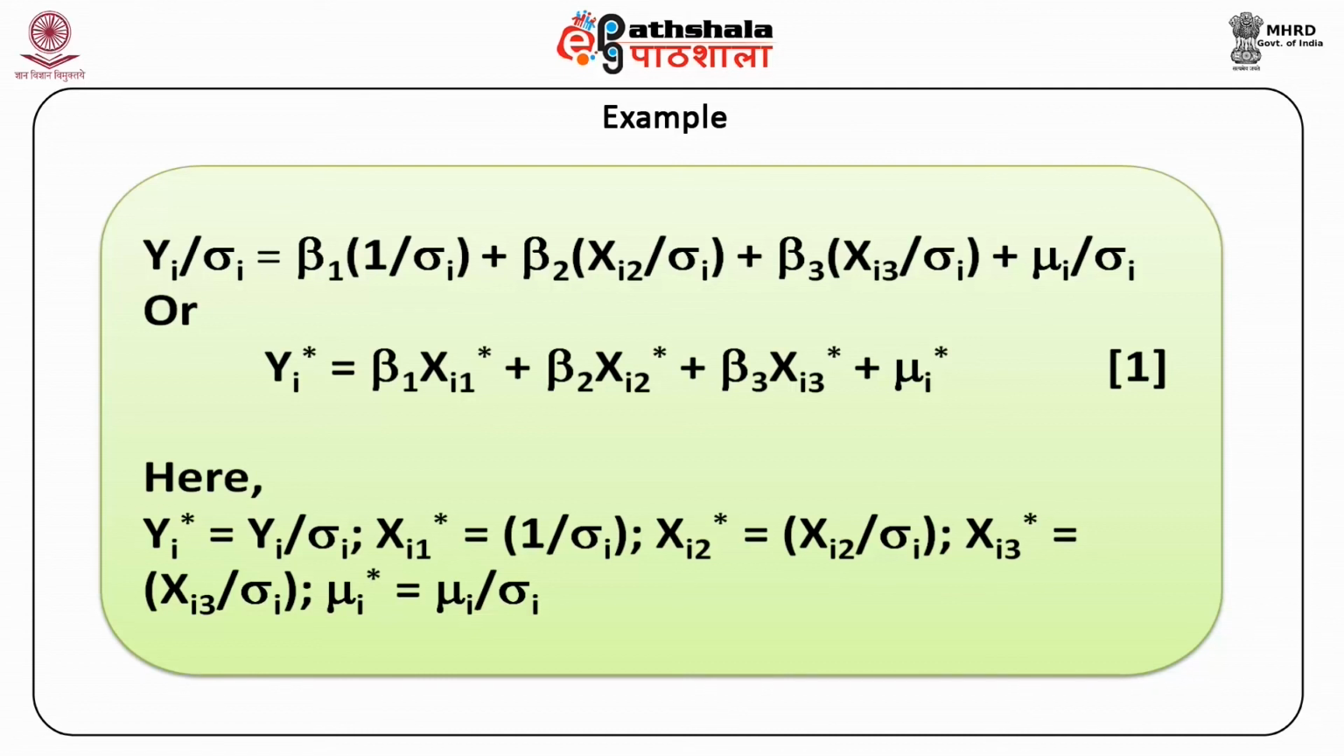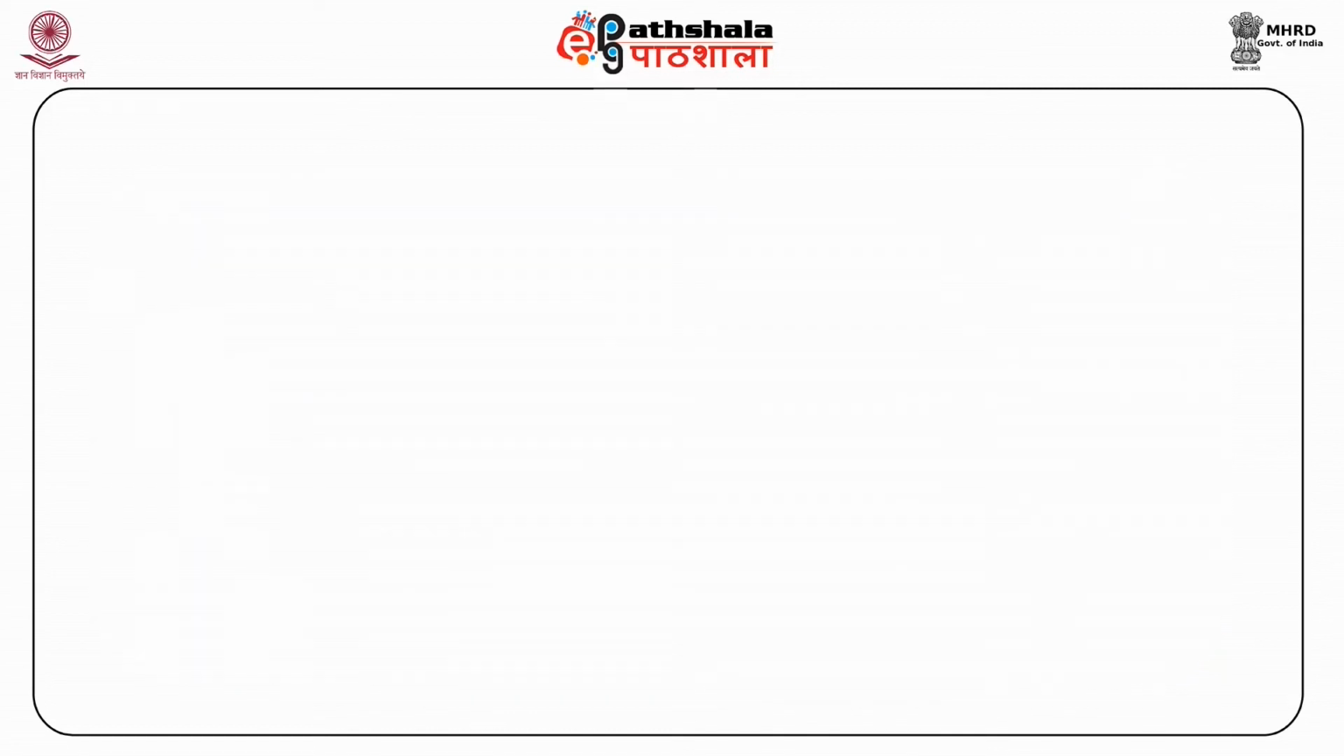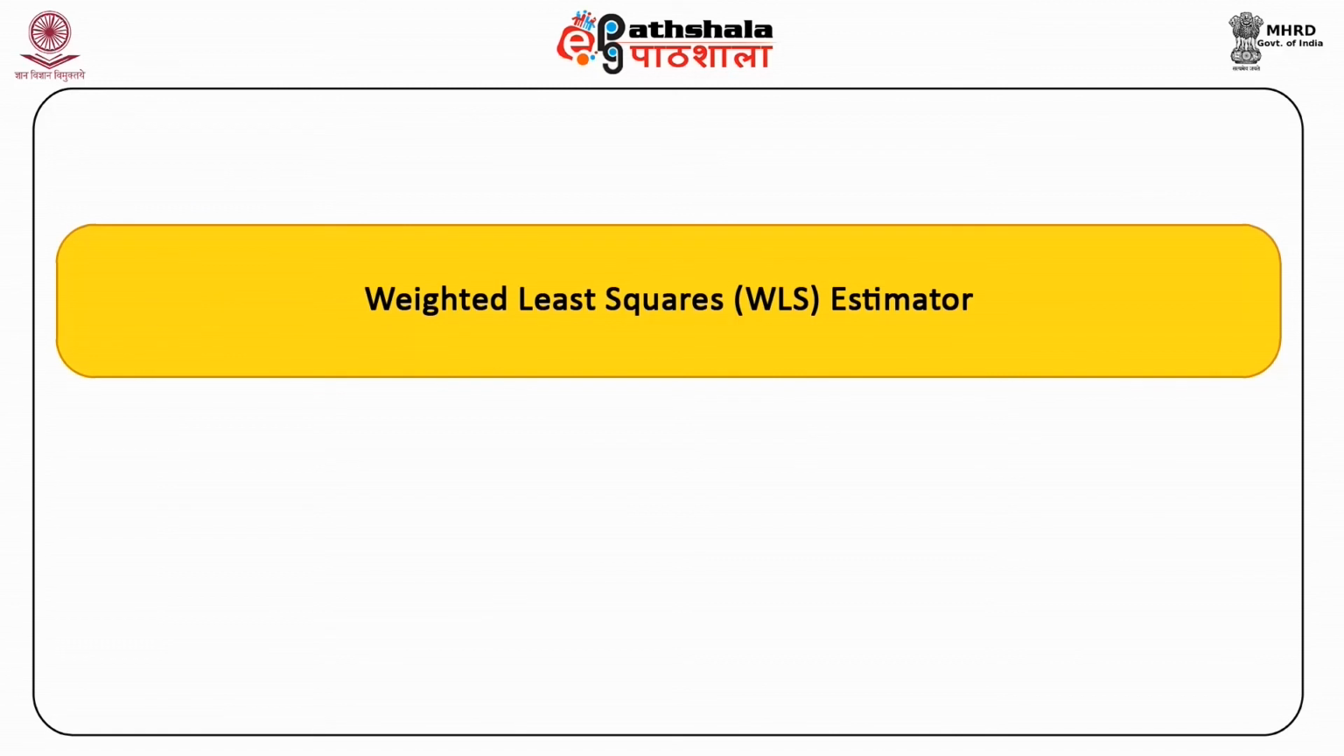This method of applying OLS estimator to the transformed model is called the GLS estimator. That is, run an OLS regression of y star on x1 star, x2 star, and x3 star. Note that the transformed model does not include an intercept term in the regression. The weighted least squares estimator is the OLS estimator which is applied to a transformed model after multiplying each term on both sides of the regression equation by the weight, denoted by Wi.